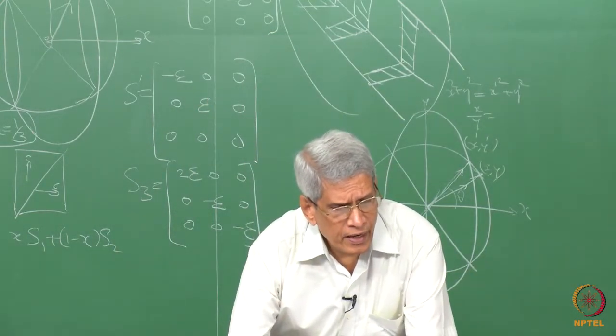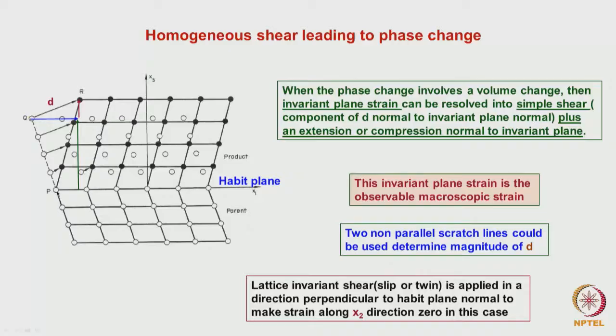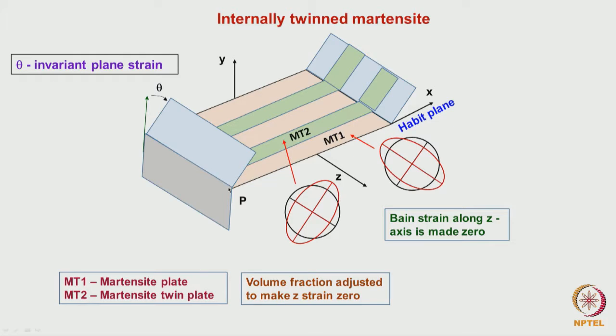Then in the third direction, in a Martensitic transformation, we have considered only a two-dimensional figure. Suppose in the third direction also some change is going to be there. How can we account for the change in the third direction? As we mentioned, it could be done by introducing lattice invariant shear, which is nothing but either a slip or twin along the c axis direction. That is what essentially is being shown here.